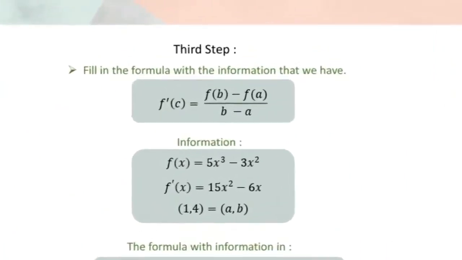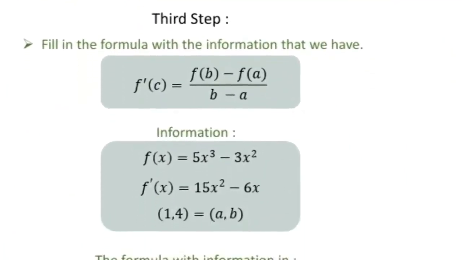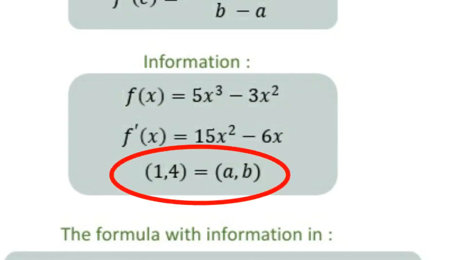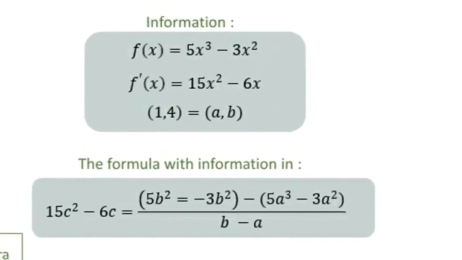The third step is we must fill in the formula with the information that we already have. First, we have the function which has been provided in the question above. The function is f(x) equal to 5x cubed minus 3x squared. Next, we have the first derivative which is f prime x equal to 15x squared minus 6x. And lastly, we also have the interval which is 1, 4. Before we proceed, we have to know that x will be replaced as c in the formula.